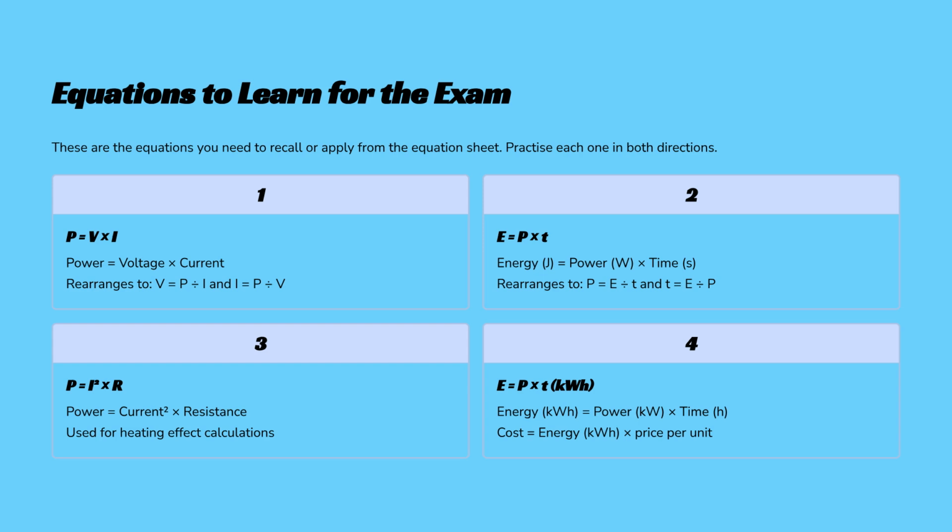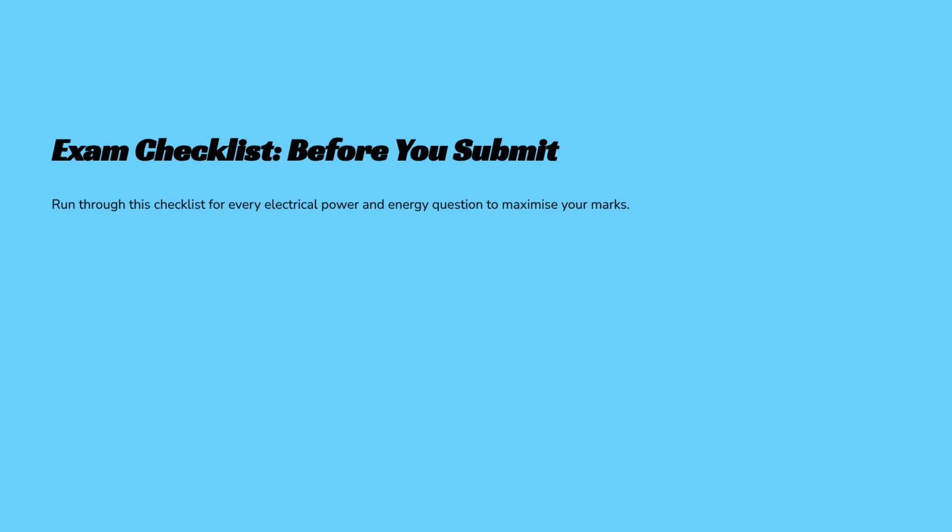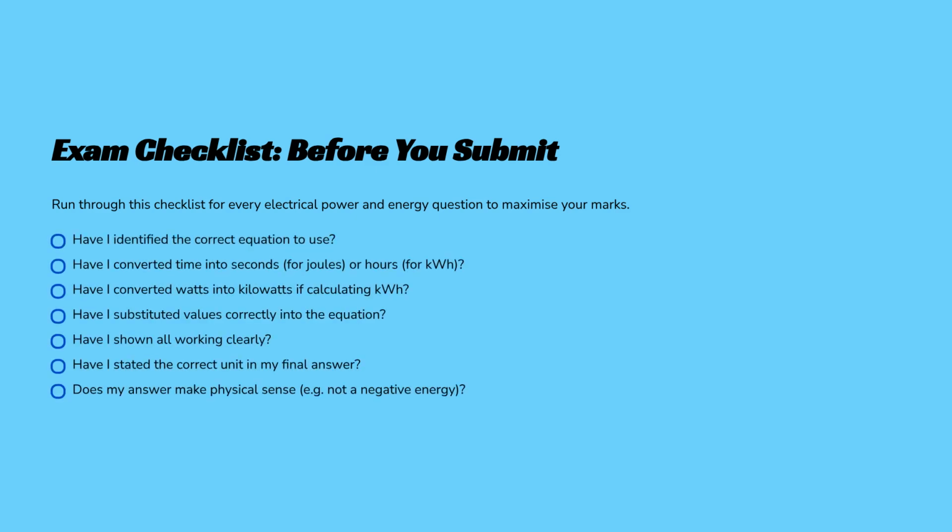These 4 equations are vital for your exam. Practice using them in both directions, whether you are calculating power from current or determining the cost of your electricity based on total energy used. Before submitting your exam, run through this checklist. Ensure you have the correct equations. Your units are consistent, such as converting time to seconds or hours, and your final answers make physical sense.